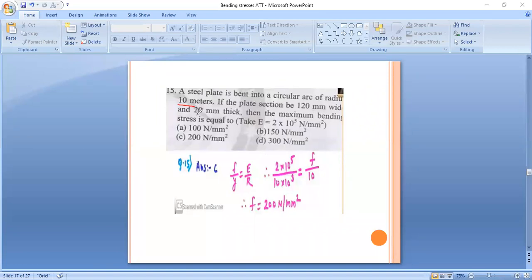Here 20 thickness is given. So the depth of the neutral axis is half of this 20, so 20 by 2 is 10. And F, which is equal to 2 into 10 raised to 5 into 10 divided by 10 into 10 raised to 3. After calculation, you get the maximum bending stress equal to 200 Newton per mm square. So option C is the correct answer.